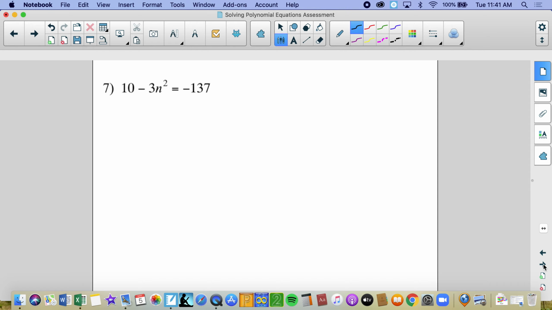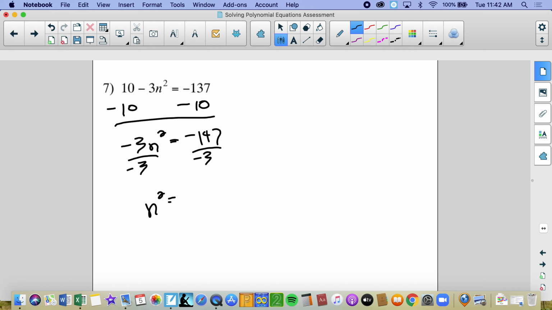In this situation, I want my variable isolated. We'll do this. We'll subtract 10. We get negative 3n squared equals negative 147. Let's divide by negative 3. We get n squared equals, now does 3 go into 147? 1 plus 4 is 5, plus 7 is 12. So yes, we know since 3 goes into 12, 3 goes into 147. So let's do that. 147 divided by 3 gives me positive 49. Negative divided by a negative is a positive.